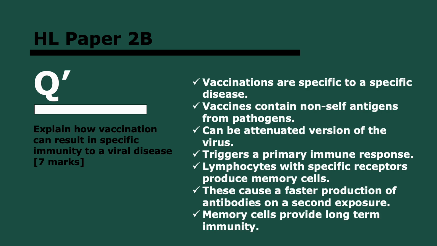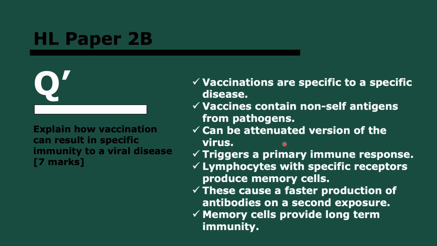So remember, vaccinations are specific to a disease, right? How come? Because they trigger the adaptive system. So remember, vaccines are going to have an attenuated version of the virus, or an antigen, or nucleic acids of the virus, or a dead version of the virus. And this basically is going to trigger an immune response. The antigens are going to be recognized.